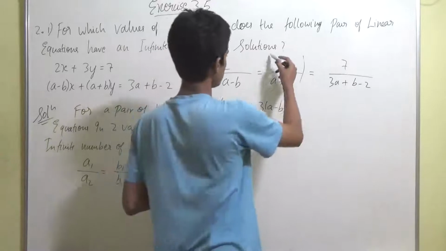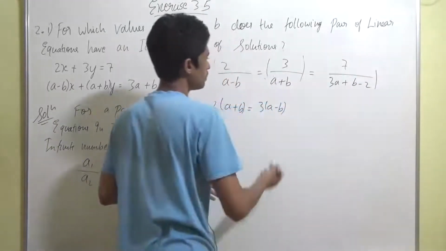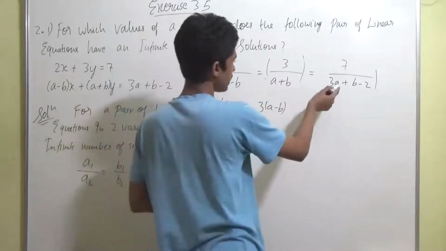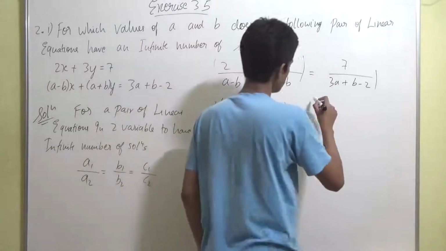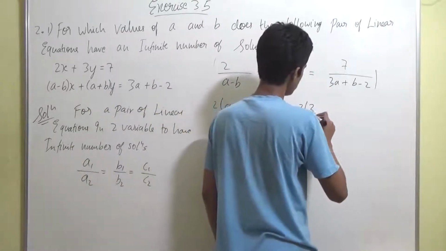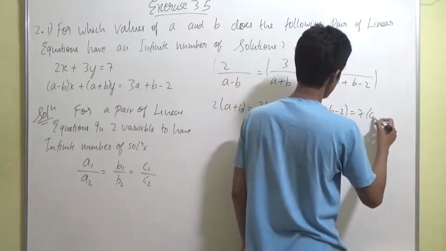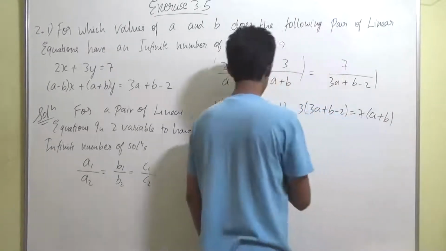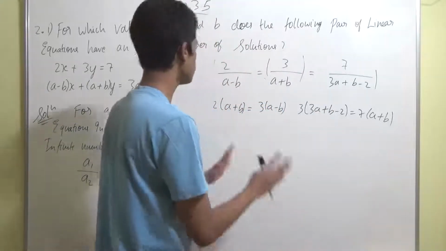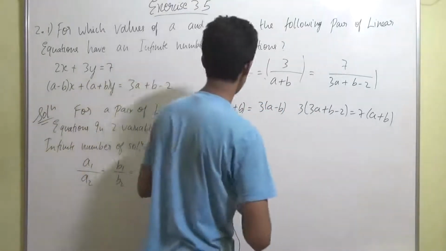Now let's take these two. Now I'll take these two. From these two I'll get one more equation, that is again from cross multiplication. From cross multiplication again I'll get like 3 into 3A plus B minus 2 equal to 7 into A plus B. Okay guys, we got two equations. Let's simplify those and see whether we'll be able to get the value of A and B.